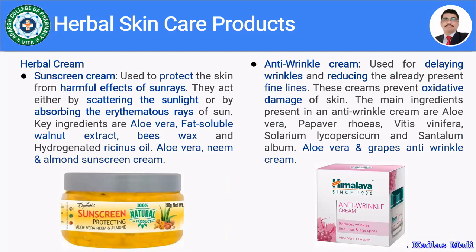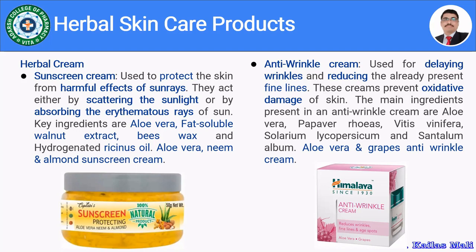The next type of cream is known as the sunscreen cream. As you know, sunscreens are agents which protect the skin from the sun rays. The sunscreen cream is used to protect the skin from the harmful effects of the sun rays, right? They act either by scattering the sunlight or by absorbing the erythematous rays of the sun. The key ingredients present in the sunscreen are aloe vera, fat-soluble walnut extract, beeswax, and hydrogenated resinous oil. For example, aloe vera, neem, and almond sunscreen cream. So this is about the sunscreen cream.